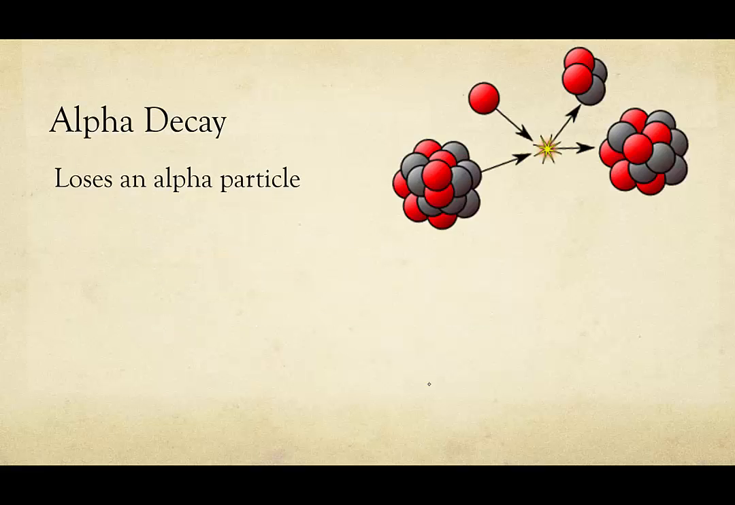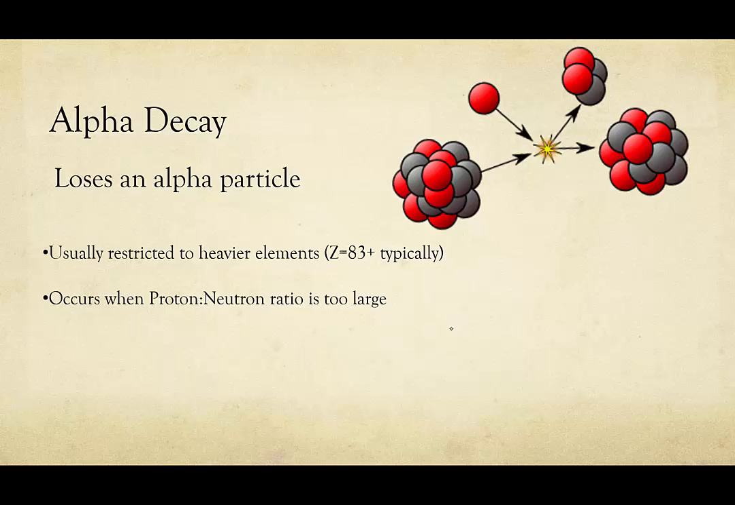In alpha decay, a nucleus loses an alpha particle. This is generally restricted to heavier elements. It occurs when the neutron to proton ratio is too large. Let's remember what an alpha particle is. An alpha particle is effectively a helium atom. We can even write it with the symbol for helium. It has a mass number of 4 and a proton number of 2. It's useful to keep this 2,4 listed, even though you don't have to, in order to balance nuclear reactions.